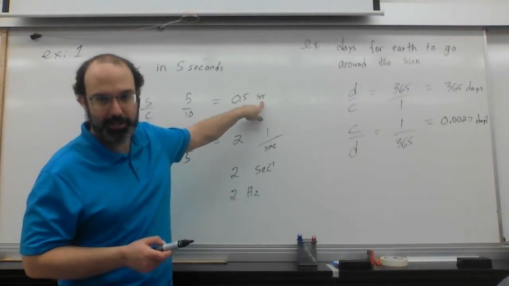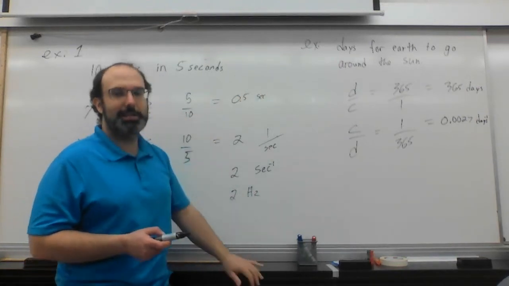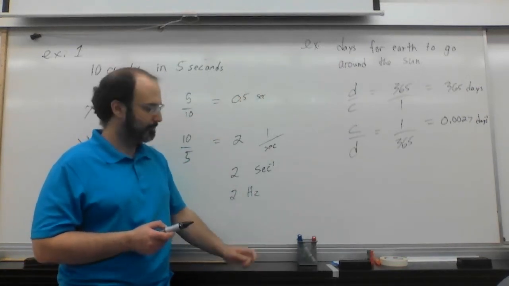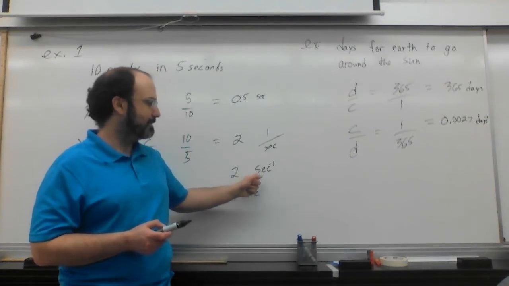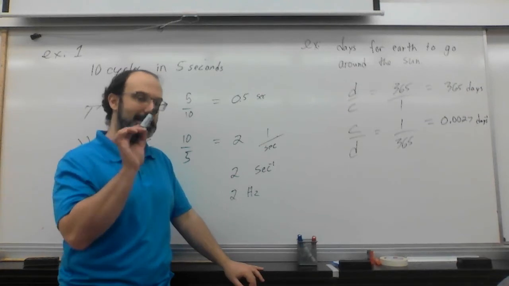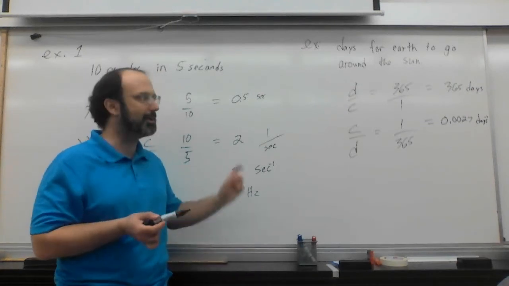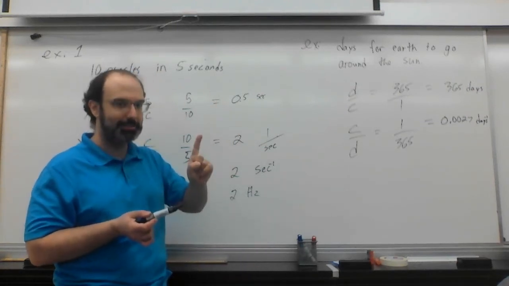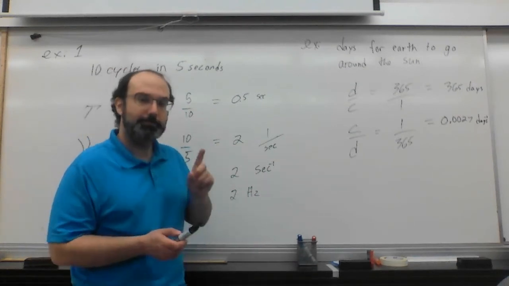0.5 seconds per cycle. That means that in order to do one cycle, it'll take me a half a second. 2 cycles per second. That means that I will be able to, in 1 second, go around twice, which makes sense, right? If I take half a second to go around once, then I can go around twice in 1 second.